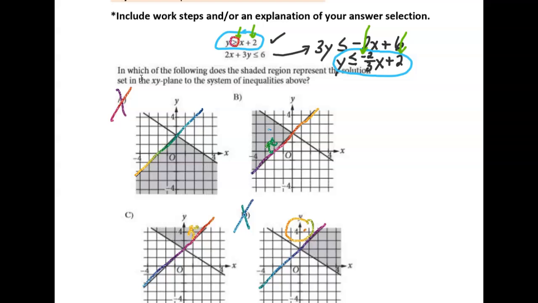Let's take a look at the second inequality. This is a less than or equal to symbol. That means that the shaded region is under its boundary line. In choice B, here is that second boundary line, and observe how the shaded region is under that line. The answer is choice B.